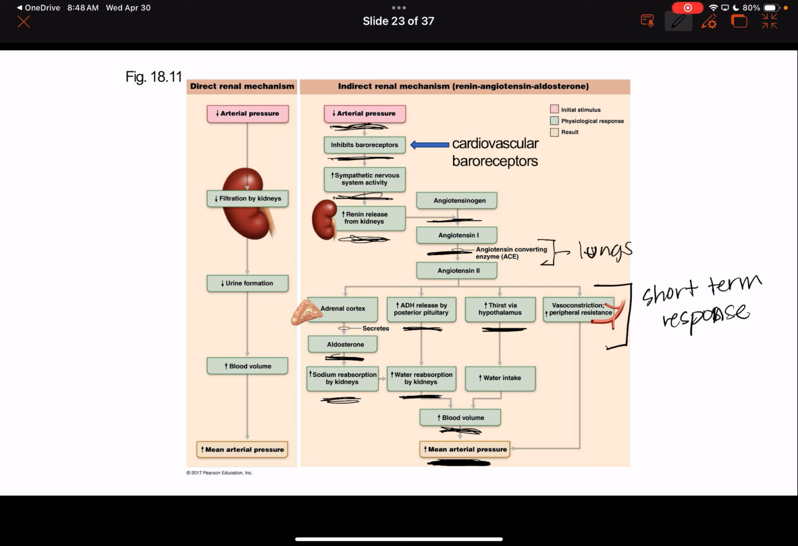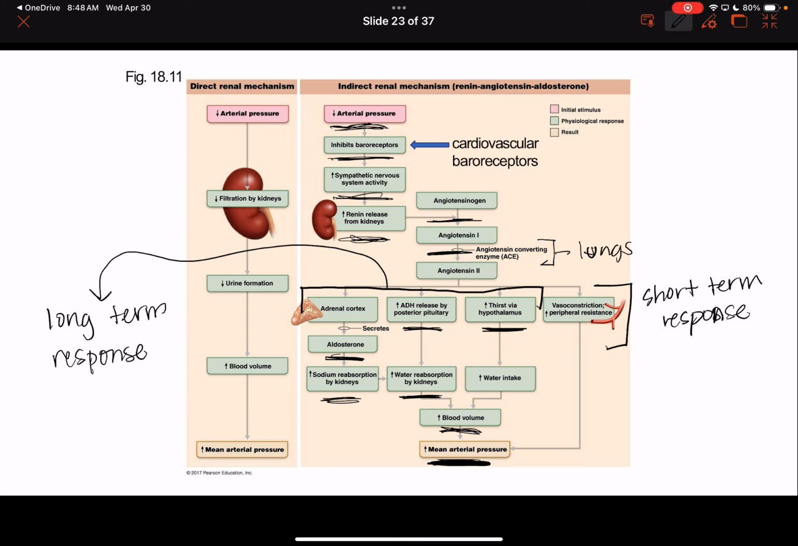But anything that changes blood volume, so these three pathways here, because we're dealing with kidney function, which takes a little bit longer but also lasts longer, this is a long-term response. So we have a way of dealing with the blood pressure issue quickly, and then also for the long term. So you can guess, there's going to be a good amount of questions on the RAA pathway for sure. Because we talked about it during blood, we've talked about it during urinary, we're talking about it again here. So it's a recurring theme, so expect to have it on your final exam.